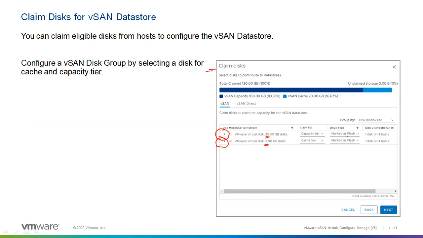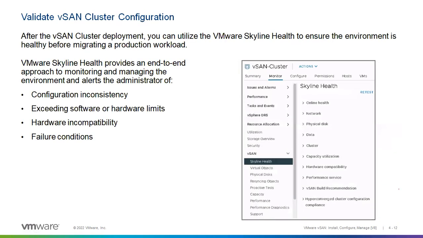So it will choose the respective disks. Then you will click next, and on the basis of your selection, it will make a vSAN datastore. The entire vSAN cluster configuration typically takes 15 to 20 minutes, so we have to wait in the vCenter Server console itself till it completes.